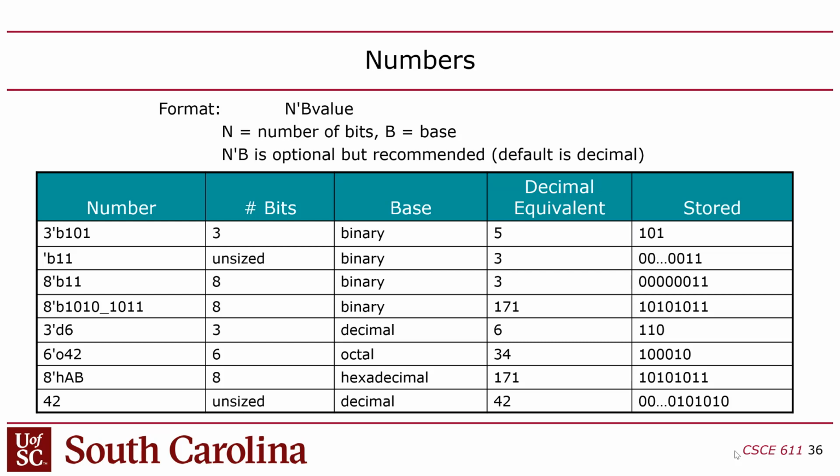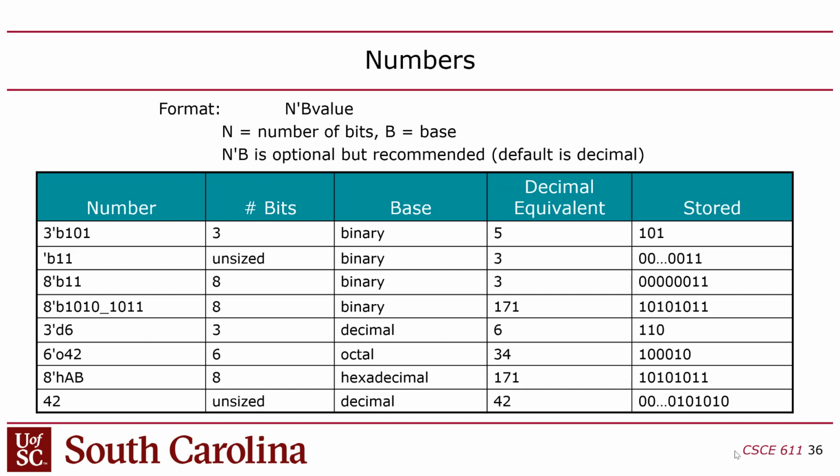Now the value can be in decimal, octal, hexadecimal, or binary form, base. So in binary, you'd put a B there with the number. So if you put 3 apostrophe B101, that's the value of 5 in decimal, or 101 in binary, right?